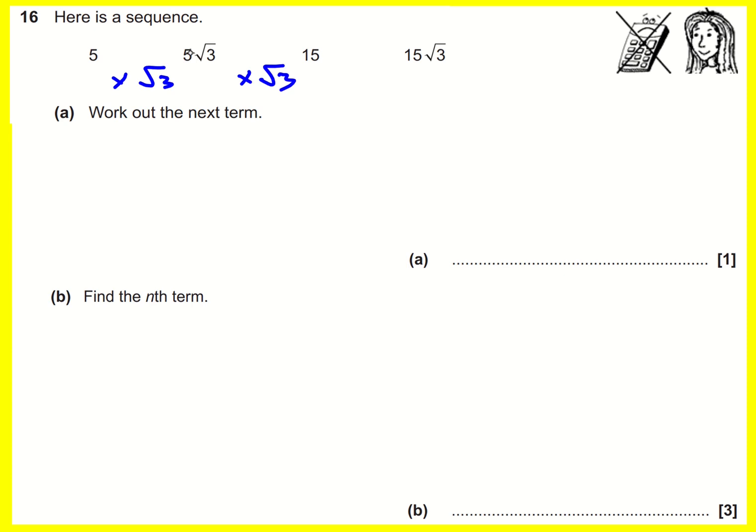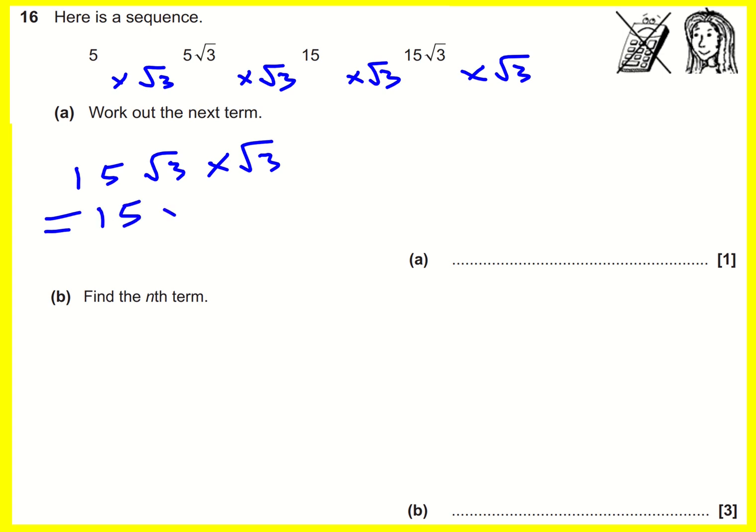We just check it. 5 root 3 times root 3 is 5 times 3, which is 15. It works here as well, so we can be pretty confident. And so the next term is going to be 15 root 3 times root 3, which is 15 times 3, which is 45.